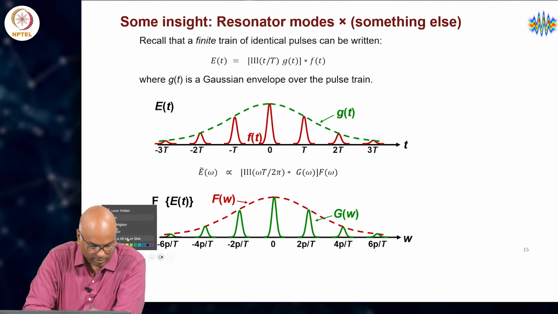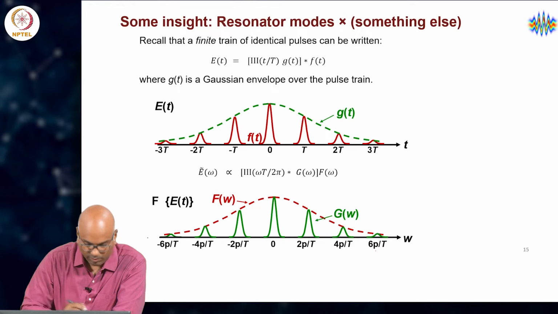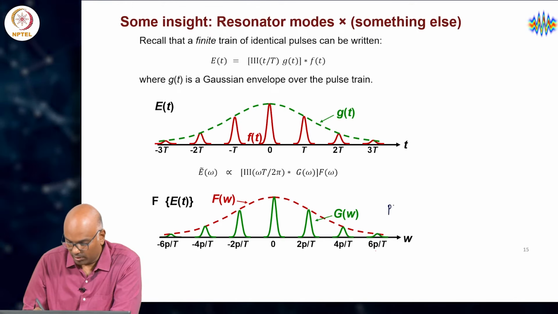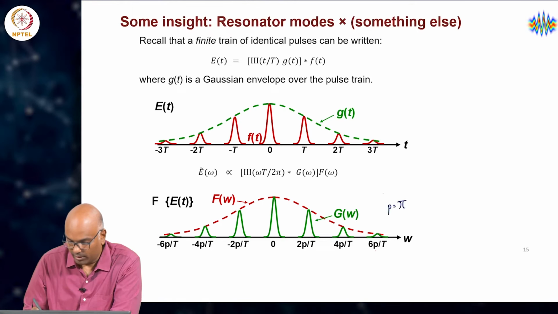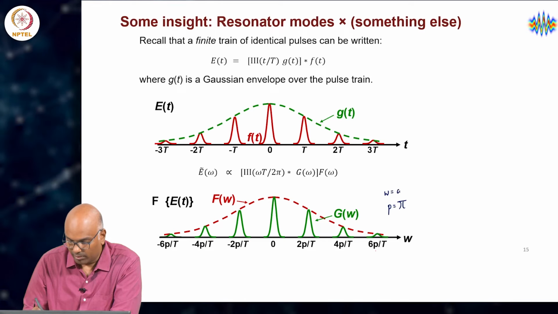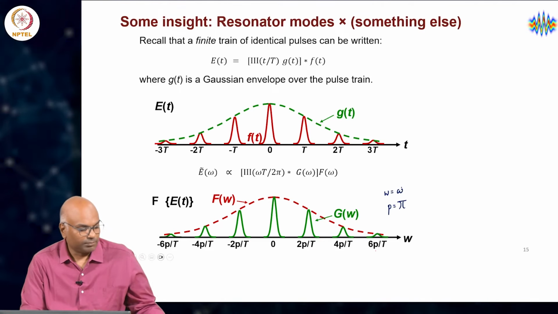So, for the sake of completeness, let me once again write down here that p is pi and w is the same as omega.